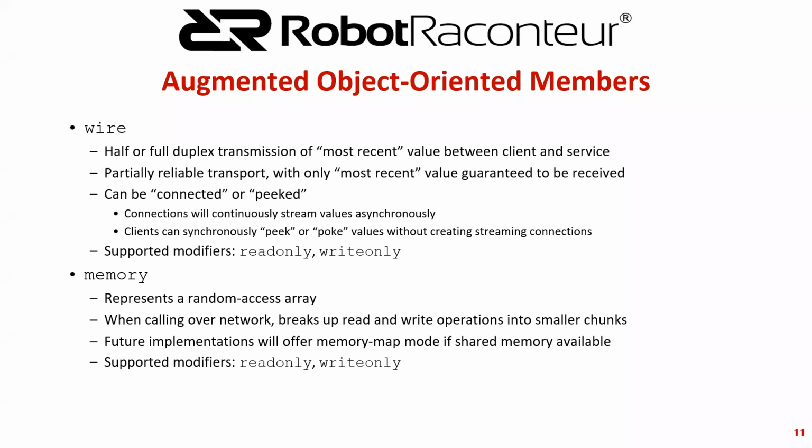And then a memory represents a random access memory segment. When you call over a network, it will break up the read and write operations into smaller chunks to avoid overflowing the transport. And right now it's not implemented, but this is also meant to represent a memory map mode. So if you have a device with a register set or a large data buffer, the idea is a memory will represent that functionality. And as I said, in future implementations, it'll map it directly rather than having to use a read and write operation.